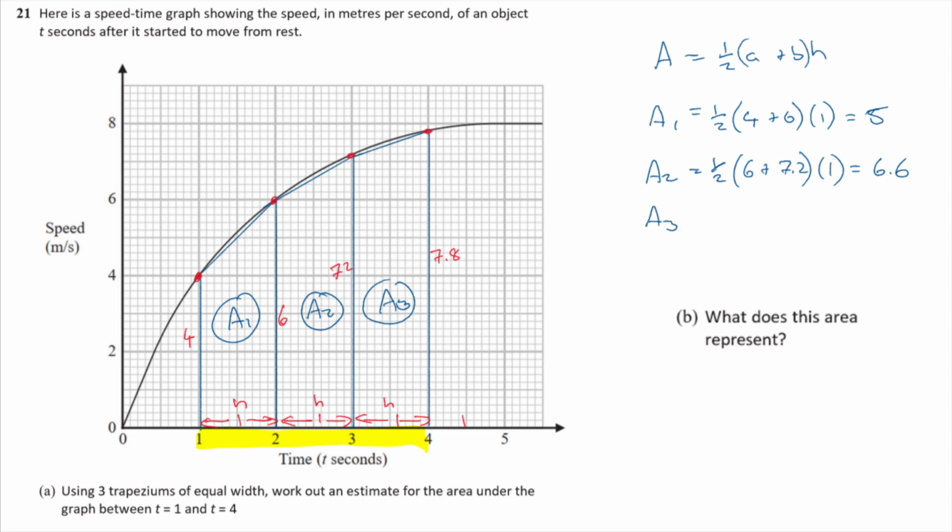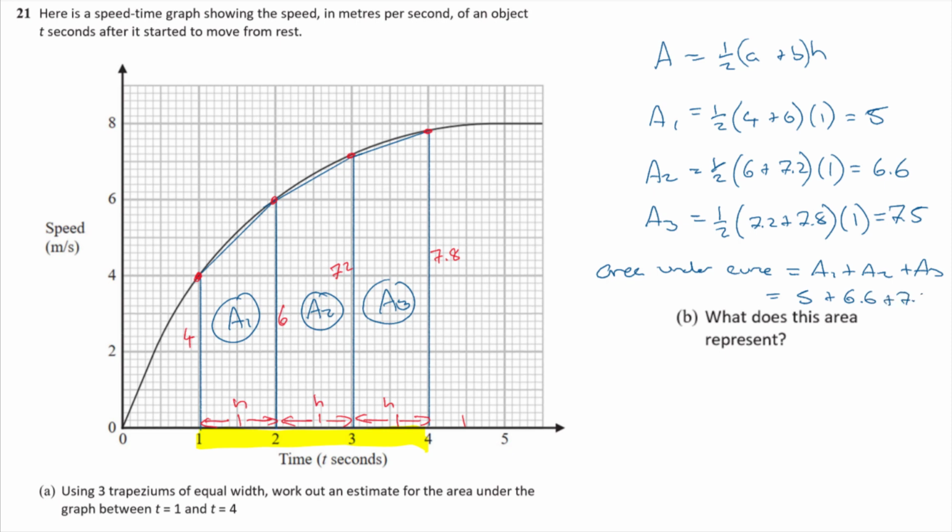And then I've got A3, which is a half of 7.2 plus 7.8 times by 1, which is, well, 7.2 and 7.8 is 15. 15 divided by 2, that is 7.5. Okay? So the area under the curve then is going to be equal to A1 plus A2 plus A3, which is 5 plus 6.6 plus 7.5.